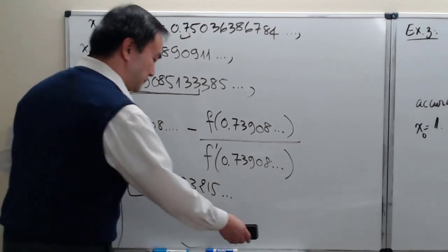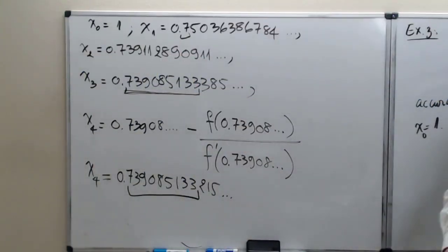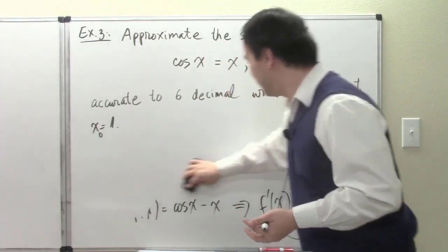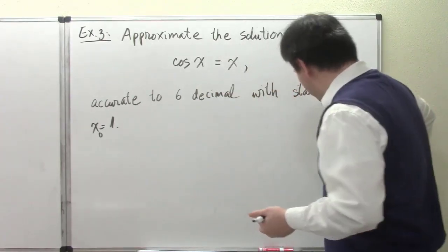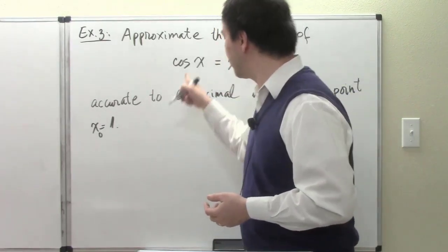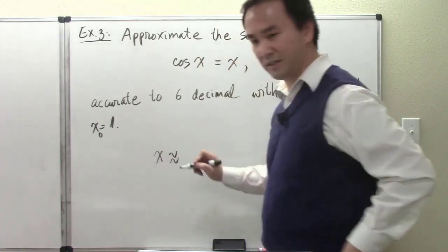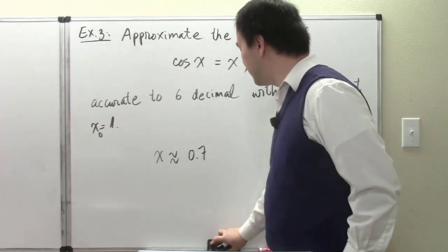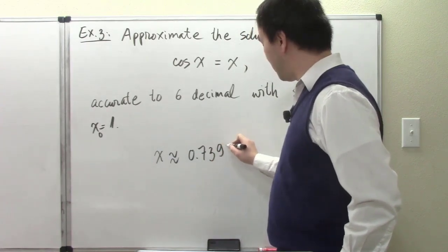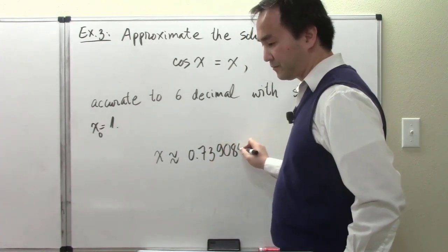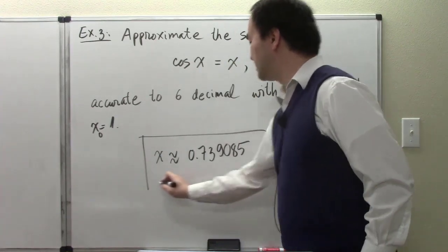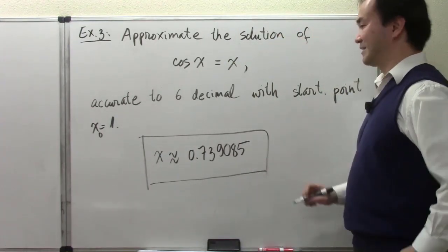But now what's our final answer? So what can be concluded as our final answer? The final answer only requires 6 decimal places accuracy. And so that means my actual solution to this equation is going to be x is approximately equal to 0.739085. Okay, and rounding properly, it lands right into 5. And so that's how we are doing that.